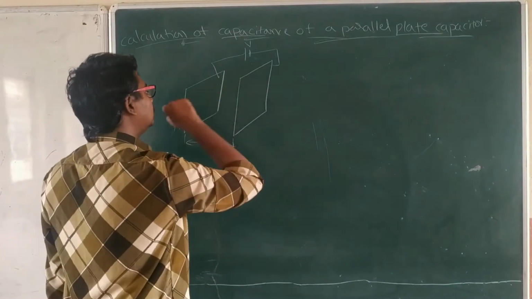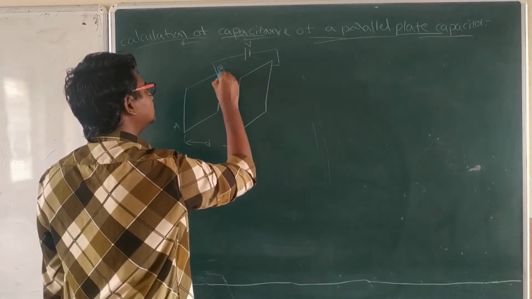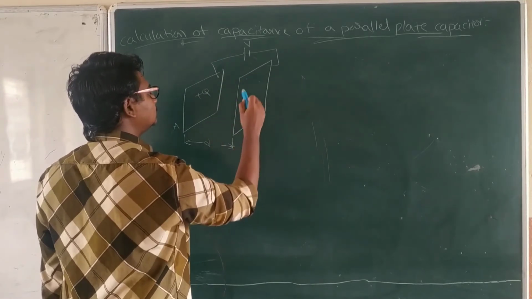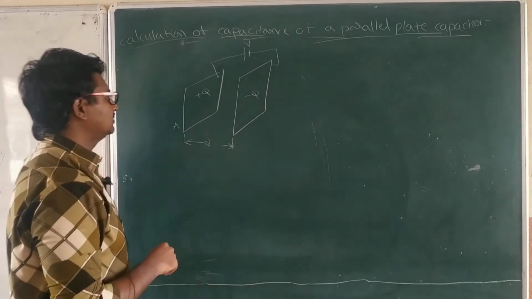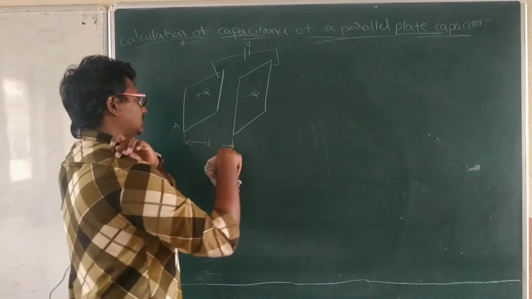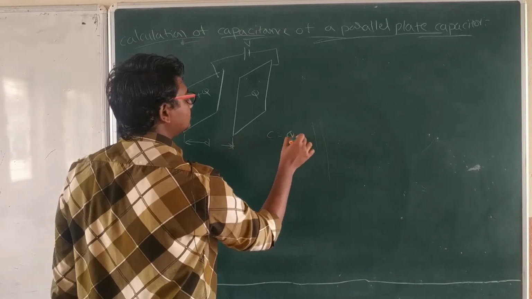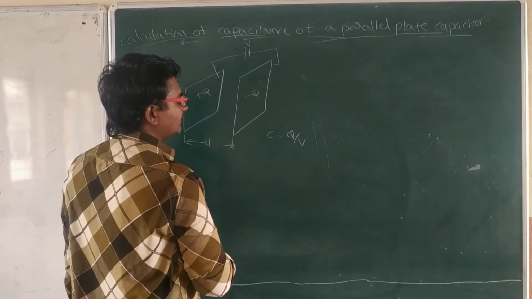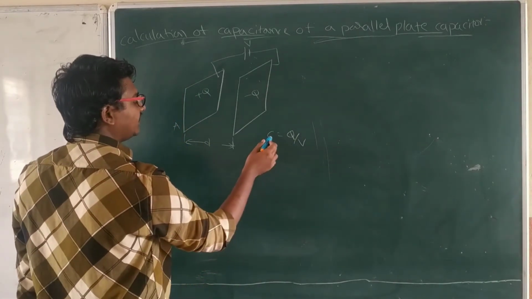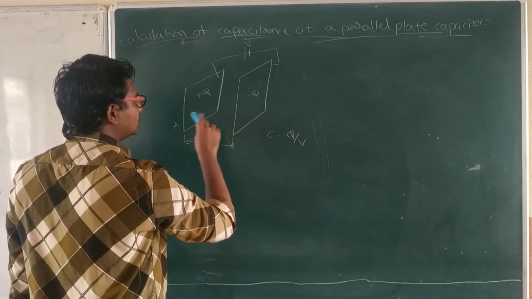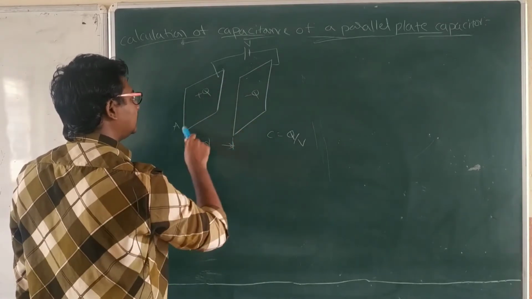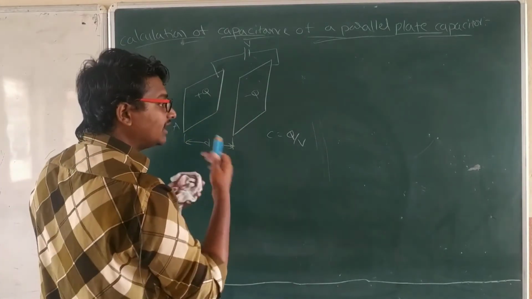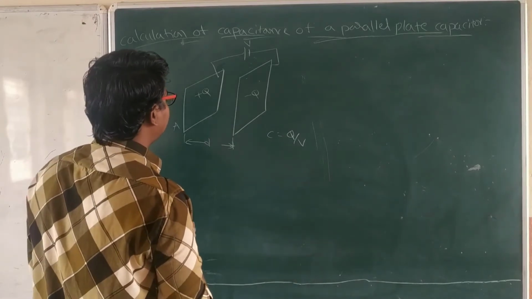Due to this voltage V, we are going to observe here the positive charge plus Q, and here minus Q. Plus Q and minus Q charge we are going to observe on this. General formula for this one is C is equal to Q by V, which means the capacitance of this capacitor is equal to Q by V. But we have to find C in terms of the area of the plate and the material medium that we have kept in between the two plates. In that manner we have to find. For that, let's start doing the derivation.